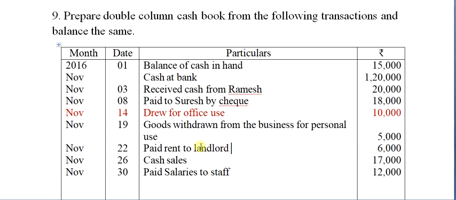It should be taken under the credit side. November 26th, cash sales 17,000. When we make the cash sales, what happens? Our cash balance increases, so it should be recorded under the debit side.